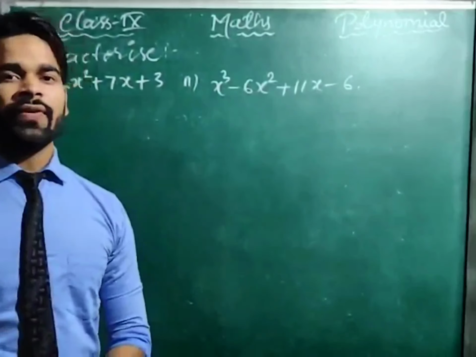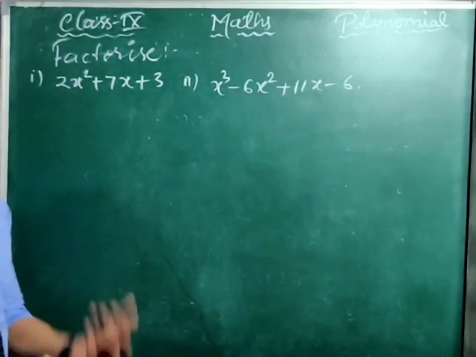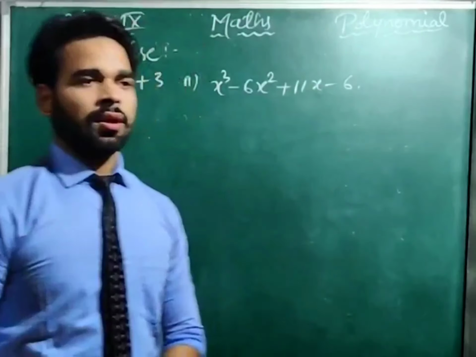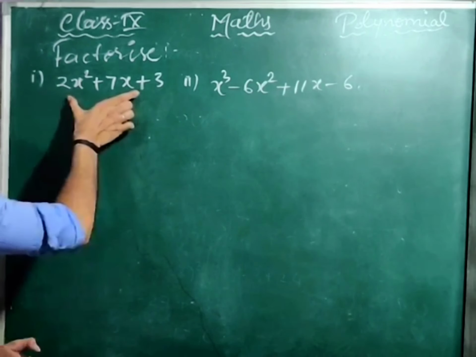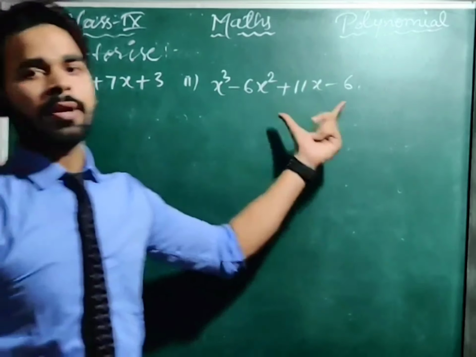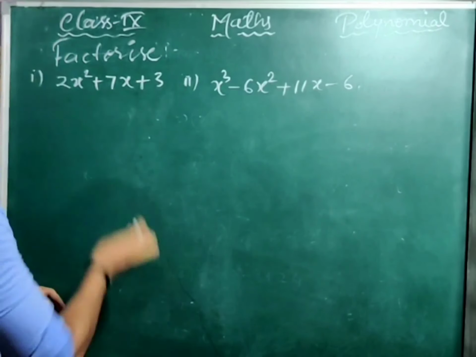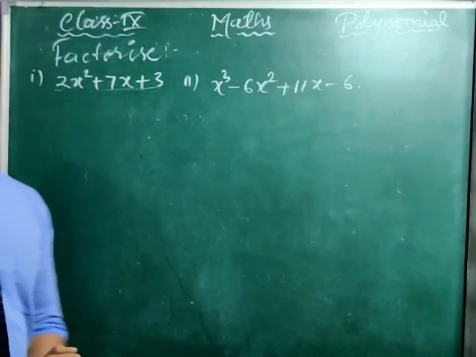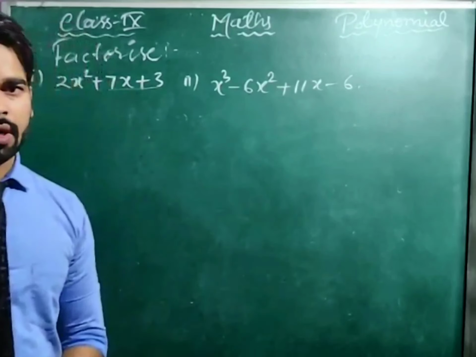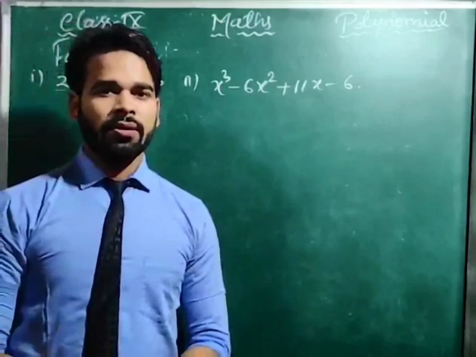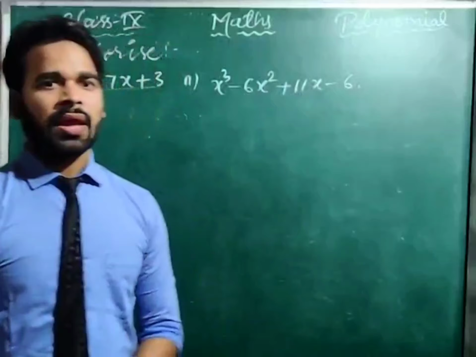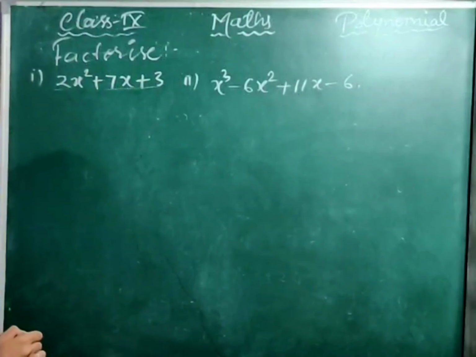Now we will factorize by using the remainder theorem or factor theorem. Here we have two polynomials. One of them is a quadratic polynomial and one of them is a cubic polynomial. First of all, we will see the quadratic polynomial. I think you have studied in class 8 how to factorize a quadratic polynomial, but let me tell you one more time step by step, and then you will know how to factorize a quadratic or cubic polynomial.